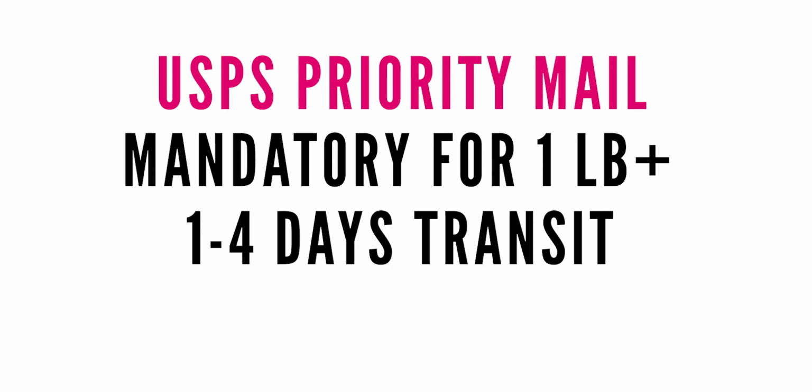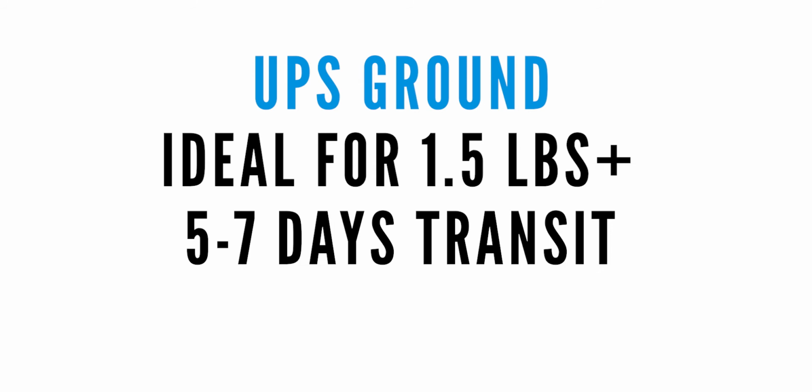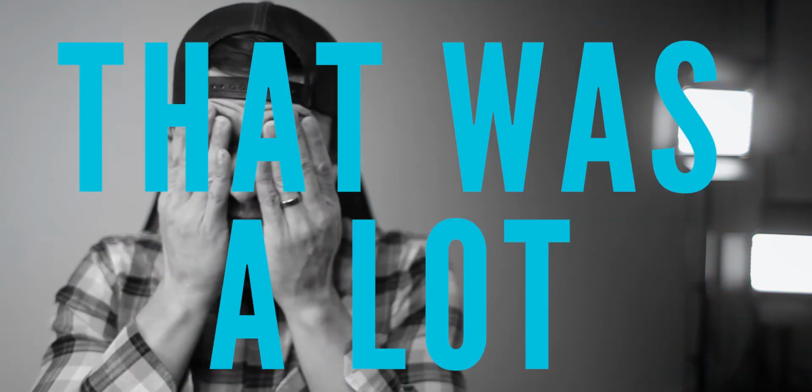It takes 1 to 4 days to get to the customer and it costs you $8 to $12 to ship priority mail. And then we have UPS ground, really 5 to 7 days to get to the customer, and the cost is $11 to, I want to say, $16 depending on how heavy the item is. But that's a great alternative because priority mail will be more expensive than UPS ground.